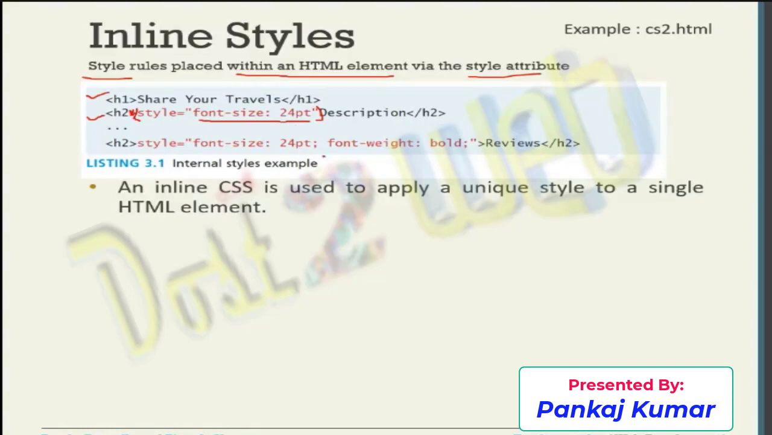How can you define it? Inline CSS is used to apply a unique style to a single HTML element. You can define the style sheet in another way also. The style rule which is going to apply uniquely to a particular HTML element is called inline CSS. You can define it however you want.